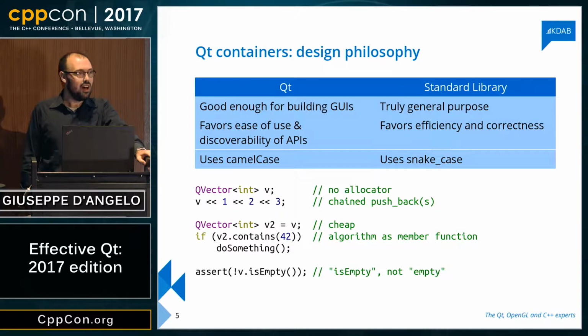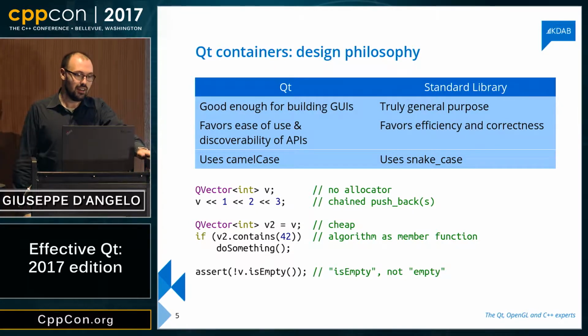How do I check if a container contains a given value? Well, the answer for the standard library is use an algorithm. In Qt, we said, perhaps it's nicer if we could just add a few convenience member functions right on top of vector. So you can write something like if v2 contains a certain value, do something.